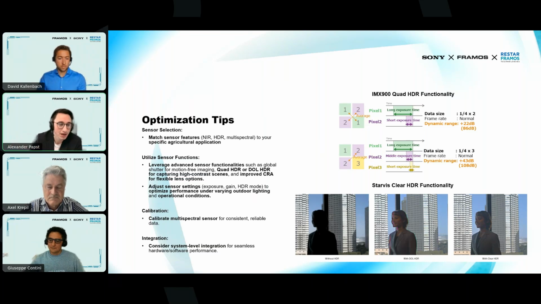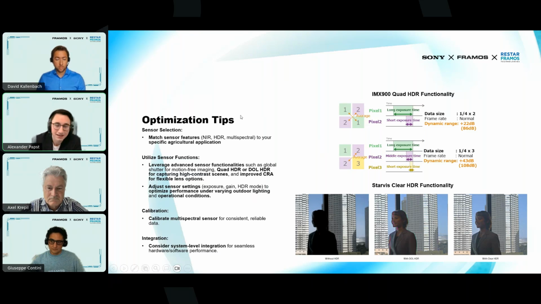Also, utilize sensor functions. These sensors have advanced functionalities built in, and make sure you're taking full advantage of them. Use global shutter for blur-free imaging when you're on moving platforms, leverage the quad HDR functionality of the IMX900, for example, or digital overlap HDR for capturing high-contrast scenes in variable outdoor lighting. Take advantage of the improved CRA capabilities of some sensors for flexible lens options that match your form factor requirements.